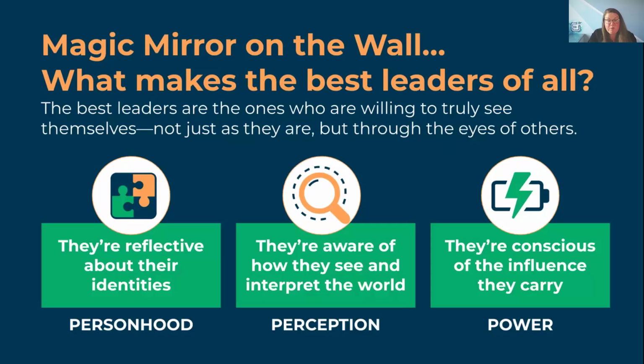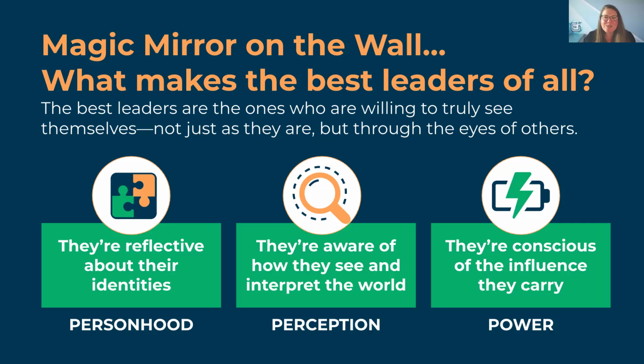They're reflective about their identities. This is personhood. They're aware of how they see and interpret the world. This is perception. And they are conscious of the influence they carry. That's power. But most importantly, they don't stop there. The most effective leaders turn reflection into action. They intentionally question assumptions and invite diverse perspectives and use their power responsibly to open doors, to amplify voices, and to disrupt barriers. In other words, the best leaders practice positionality every day, not just thinking deeply, but acting deliberately.